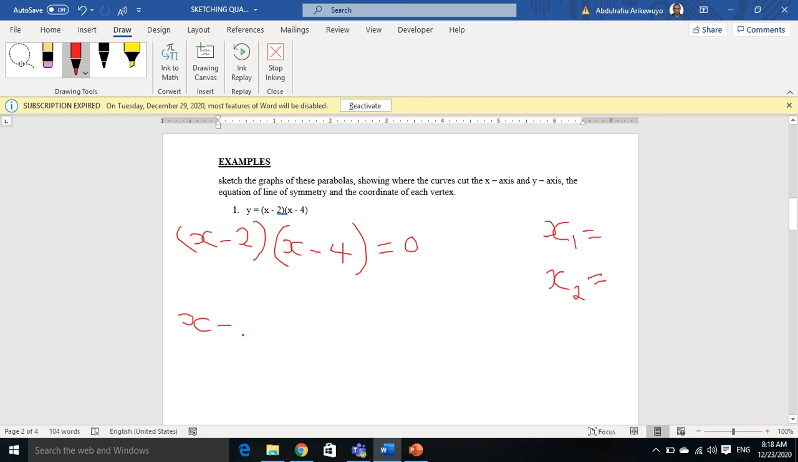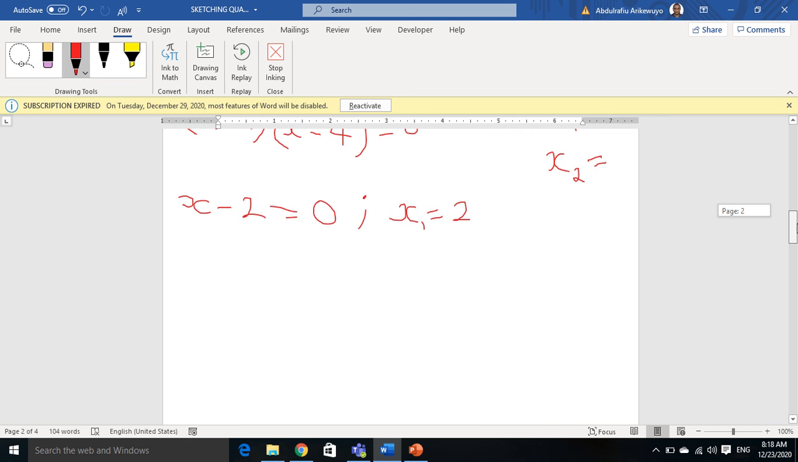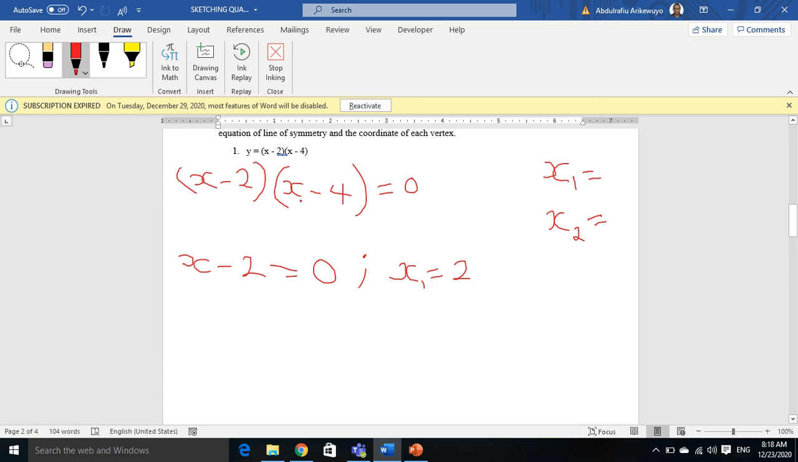Alright? So if you do this, you will see that from this one, your x is equals to 2. So I want to write that my x is 2. So x is equals to 2. I would like to call this my x1. Now, I go to the next one. I will take the second bracket, x minus 4 is equals to 0.